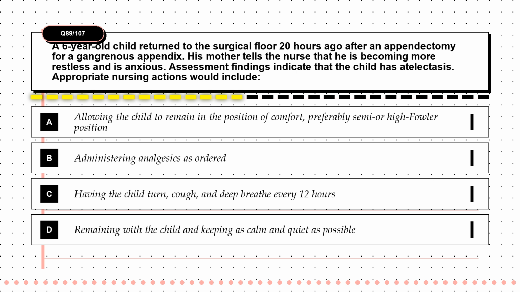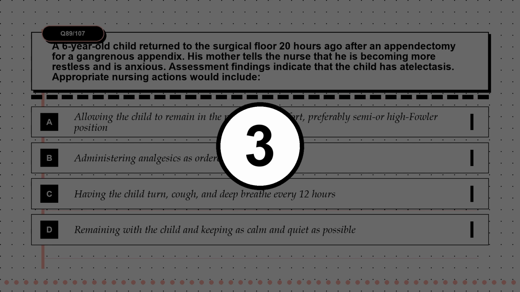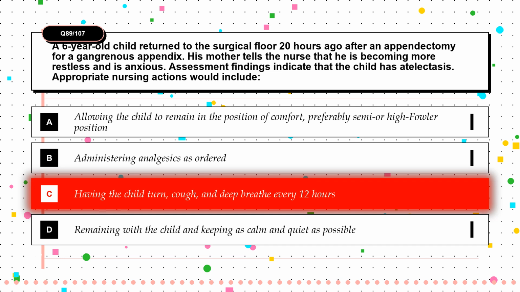Option A. Allowing the child to remain in the position of comfort, preferably semi or high Fowler position. Option B. Administering analgesics as ordered. Option C. Having the child turn, cough, and deep breathe every 2 hours. Option D. Remaining with the child and keeping as calm and quiet as possible. The correct answer is option C. Having the child turn, cough, and deep breathe every 2 hours.